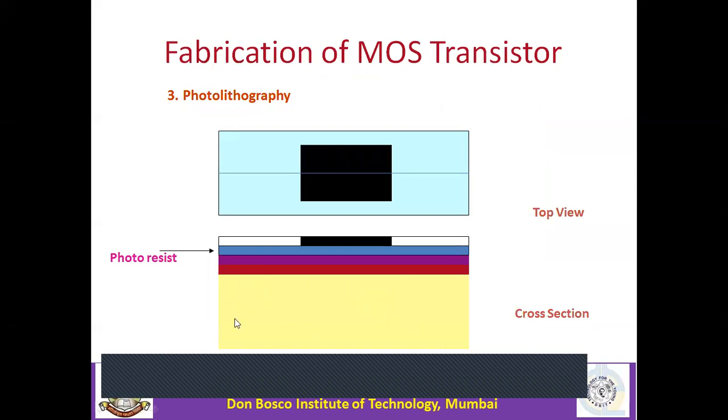So here I have shown this. This is your substrate at the bottom. Then this is oxide, this is nitride, and this is photosensitive material, whatever you see here, this blue part. And this is your mask. From the top, you can see only the mask and the photosensitive material.